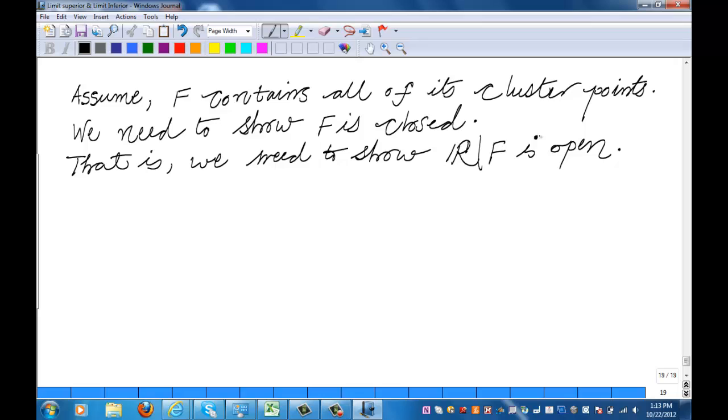You want to show that R minus F is open. Okay, what would you need to show for that? X in the complement, there's a neighborhood which is entirely there.